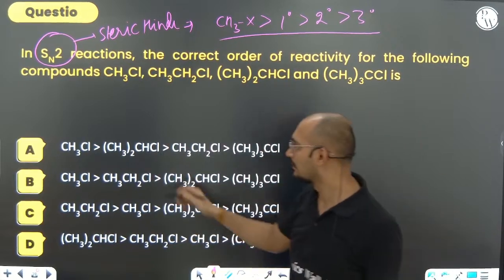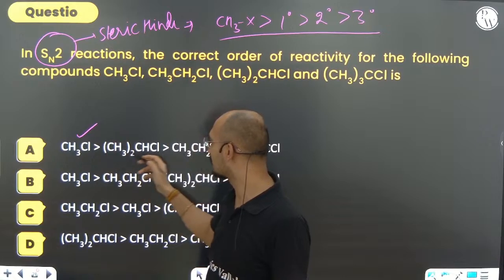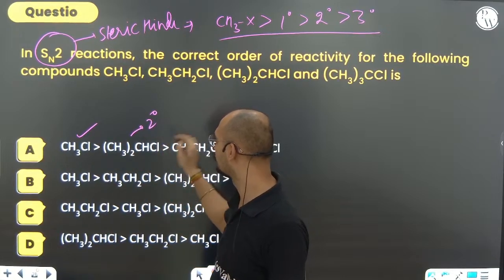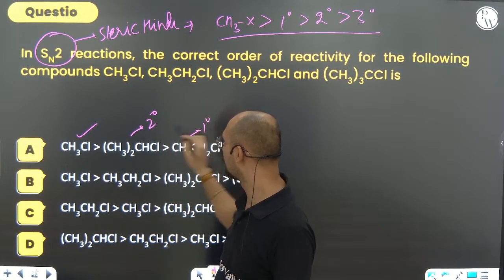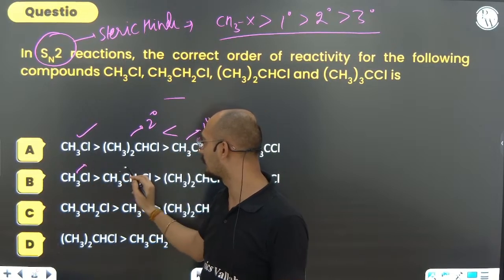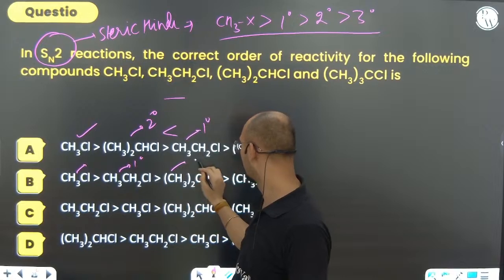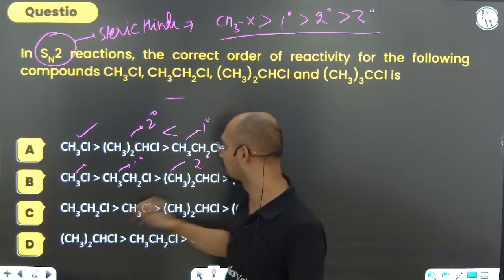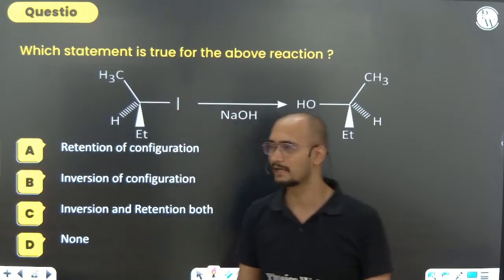Always remember. Can you see methyl? Yes, after methyl, is it 2 degree? No. It is 1 degree. 2 degree can never be more than 1 degree. That is wrong. Here it is methyl. Of course more. It is 1 degree. Then 2 degree. Then 3 degree. So of course B is the correct option. Any doubt? No doubt. Moving on.